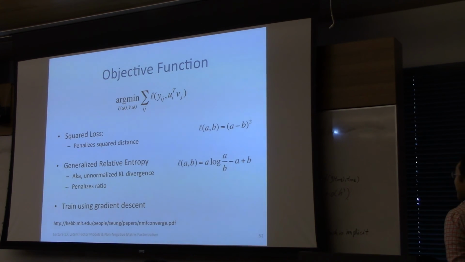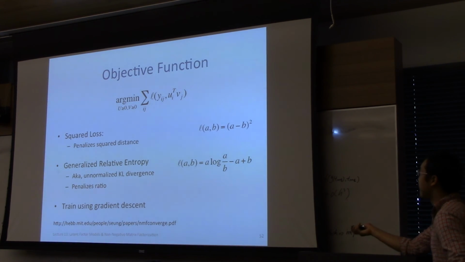And so this loss function could be squared loss. It could be this notion of a generalized relative entropy, which is basically unnormalized KL divergence. The main difference between these two is that this one penalizes the ratio, basically. That's the main qualitative difference, whereas this one penalizes the squared distance. So what does that mean?